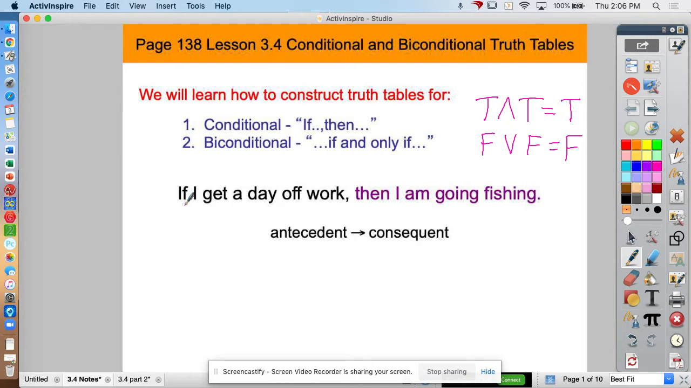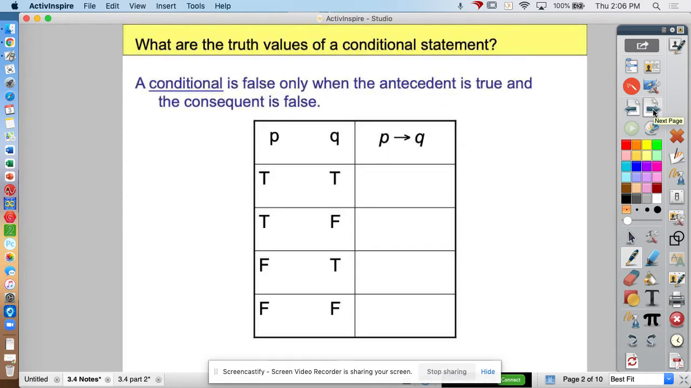So real important for this conditional is you know which part is which, okay? So the if part, or the antecedent, comes before the arrow. The then part, or the consequent, comes after the arrow. And this is very important for the rule in order to apply it, okay? So the conditional is false only when the antecedent is true and the consequent is false, okay? So here's where it makes a big difference.